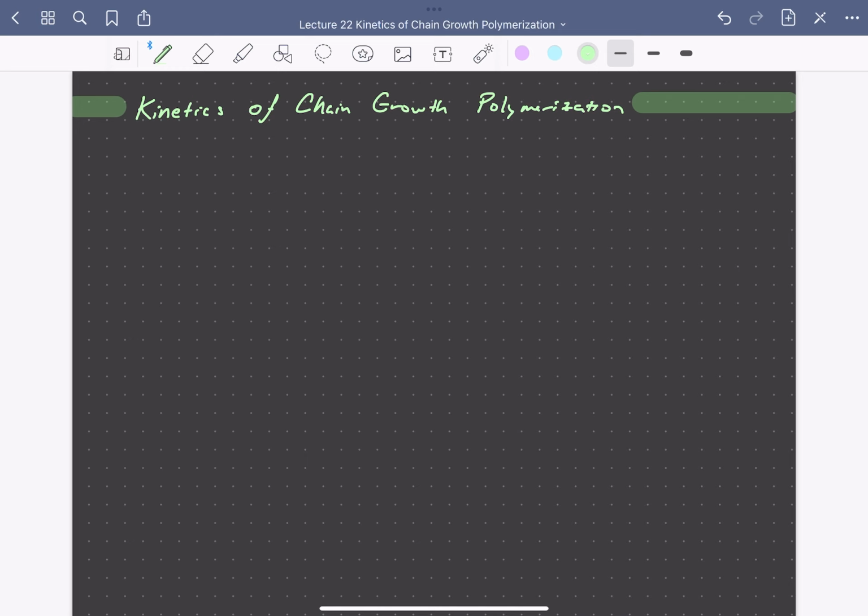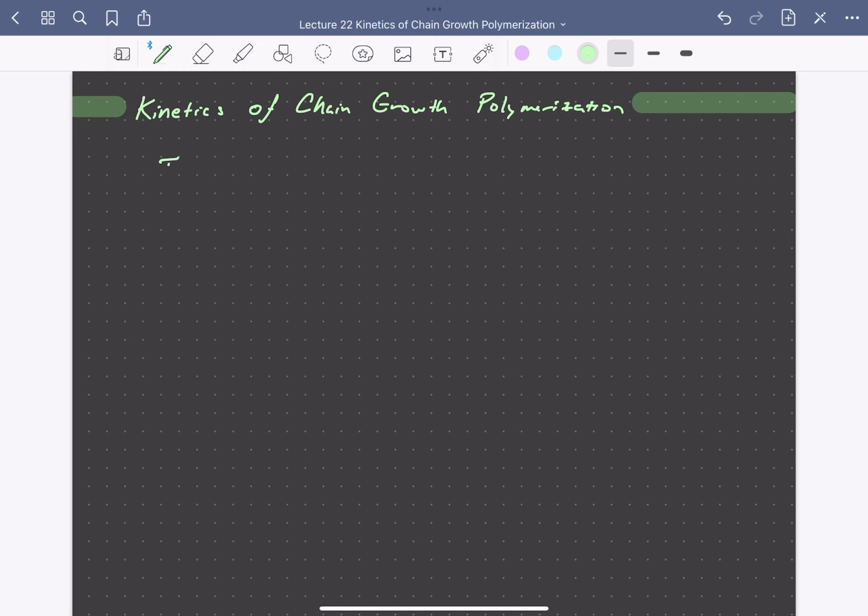The general steps in chain growth polymerization are initiation, propagation, and termination. Initiation usually involves reaction of a monomer with a radical. This kicks off the polymerization process. The radical is formed from decomposition of some initiator that's added to the reaction mixture. So let's look at this process for a monomer like ethylene.